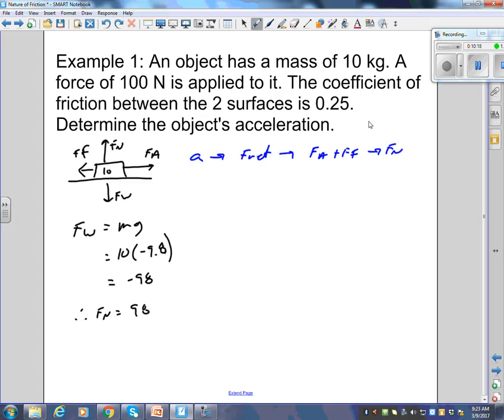And now that I have my normal force, I can get my friction force by using mu equals Ff over Fn. 0.25 is equal to friction force over that 98. You probably have answers for these somewhere. I'll live on the edge and I'll do the problem as we go. 24.5. Friction force is 24.5 newtons. And now that I got the friction force, that with my FA will give me my F net.